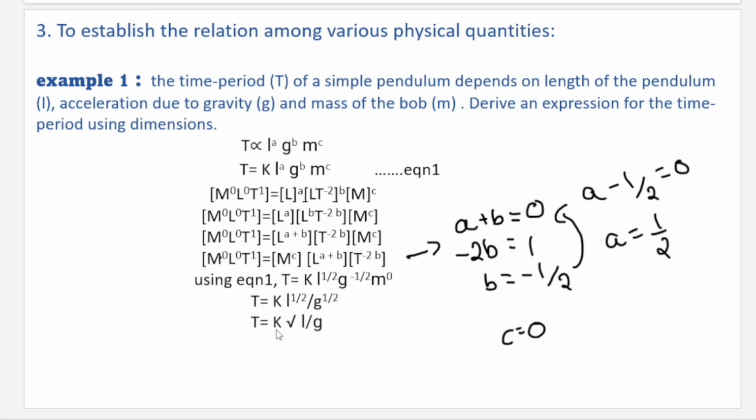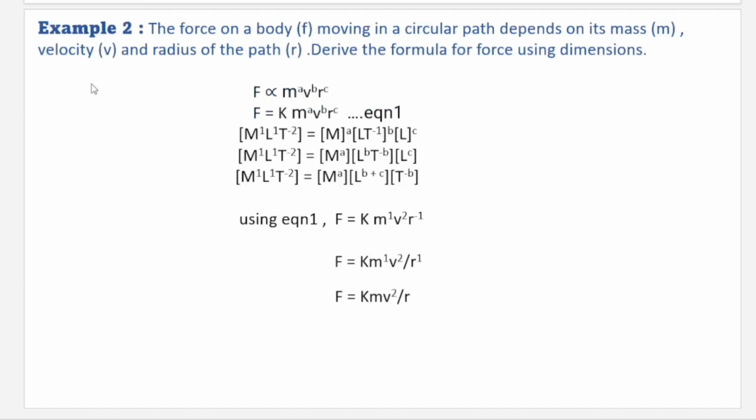Then T is equal to K root L by G. Why root? Because root cancels the halves. Then the answer will be T is equal to K root L by G. Let's move on to the next example.